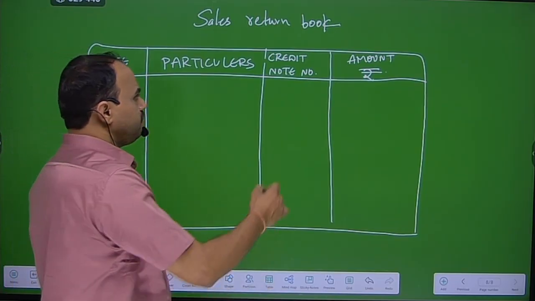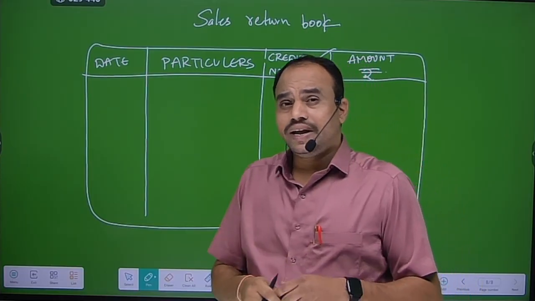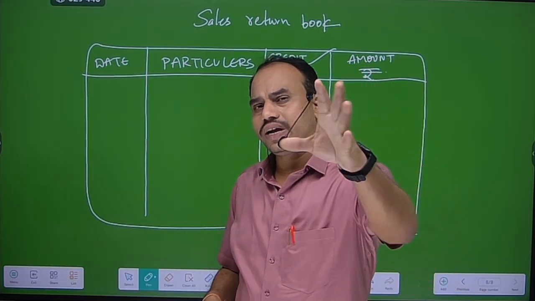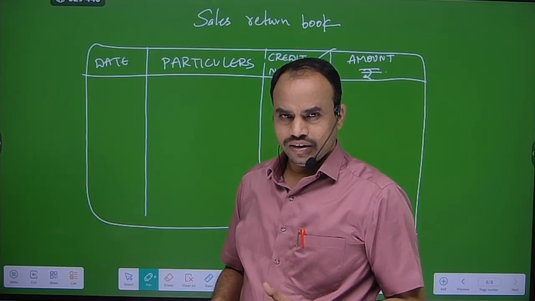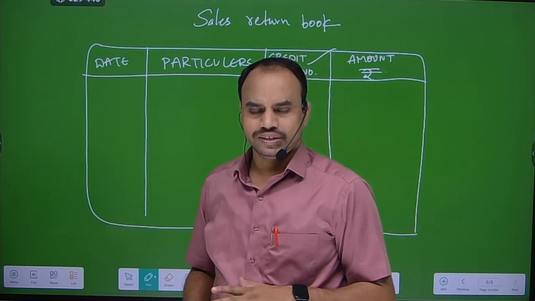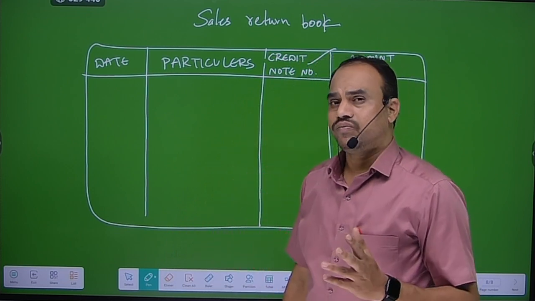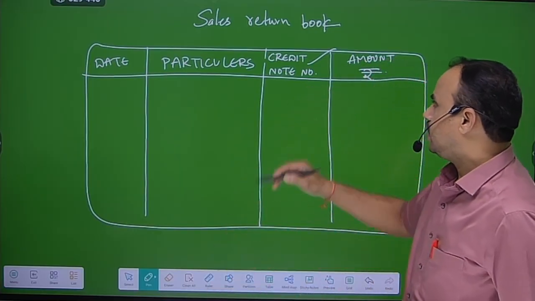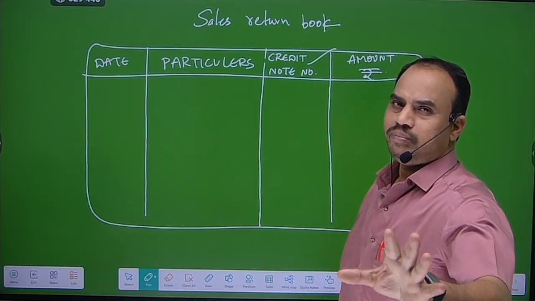What is the meaning of credit note? Credit note means the supplier sends this credit note to the customer, saying that his account is credited. How much quantity of goods he returned is mentioned in that credit note, and the reason for returning the goods will also be mentioned in the credit note. Credit note means the supplier sends it to the customer.